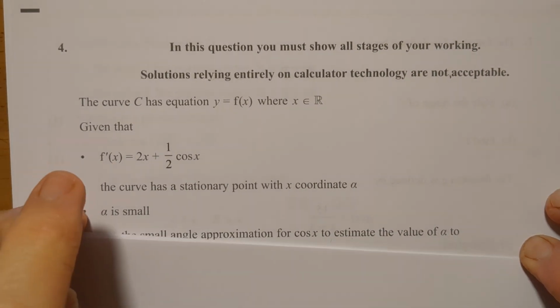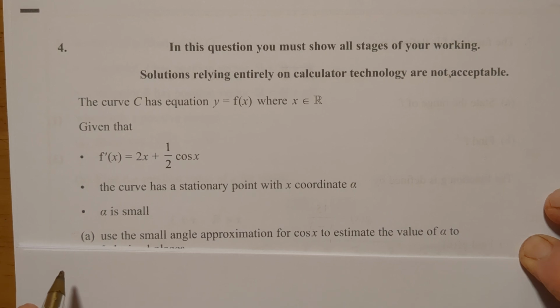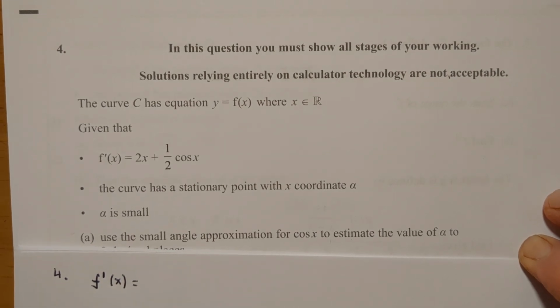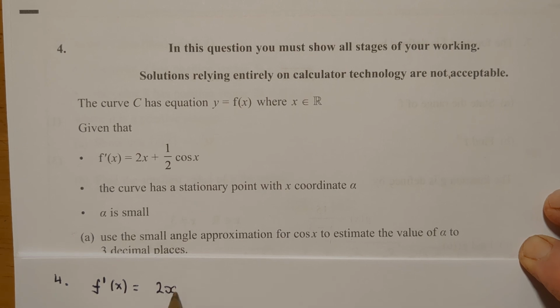Question 4. The curve C has the equation y equals f of x. We're given that f dash of x, that's to say the first derivative, is equal to 2x plus a half cos x.